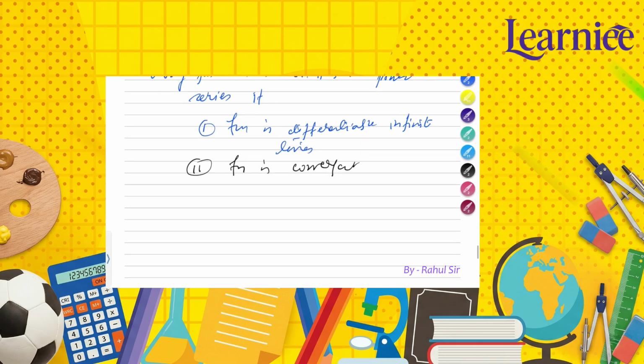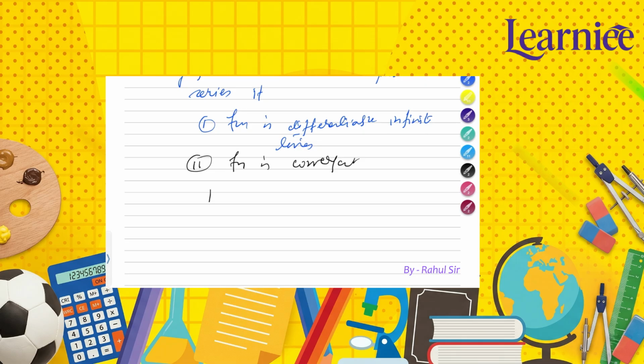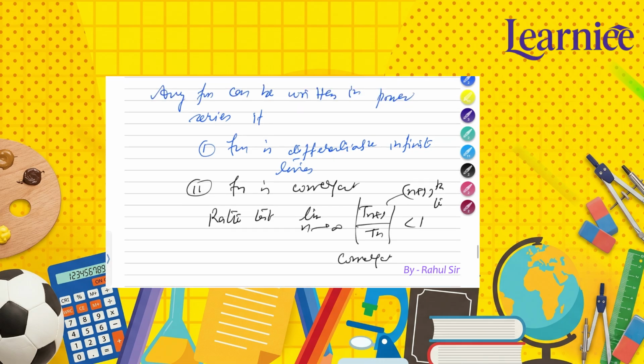But the very basic test we use for convergence is the ratio test. Okay, ratio test. What is the ratio test? The limit as n tends to infinity of t(n+1) upon t(n), the (n+1)th term over the nth term, if that is less than 1, then we say it's convergent. So these are the two things we require.